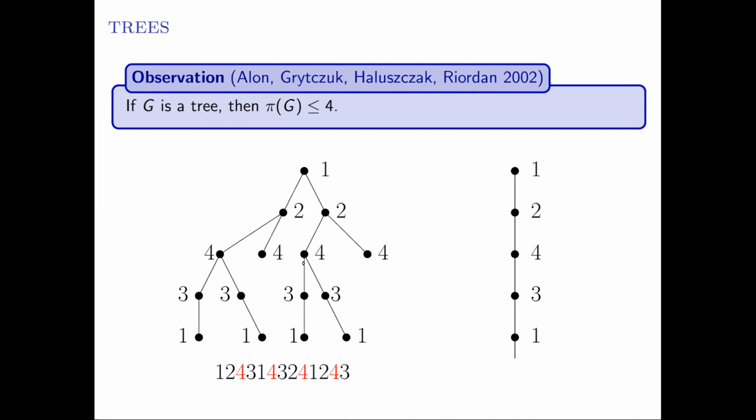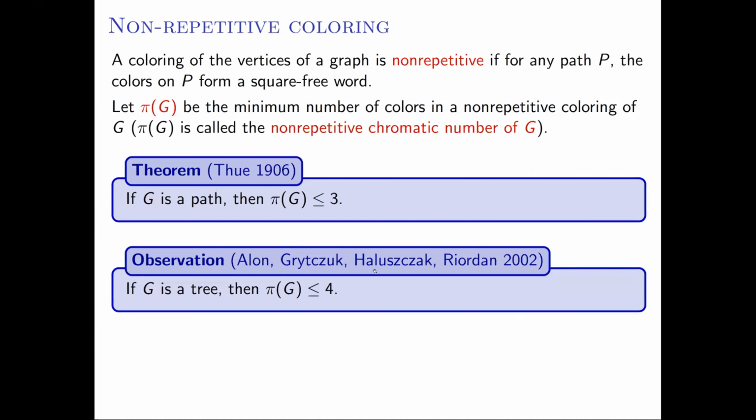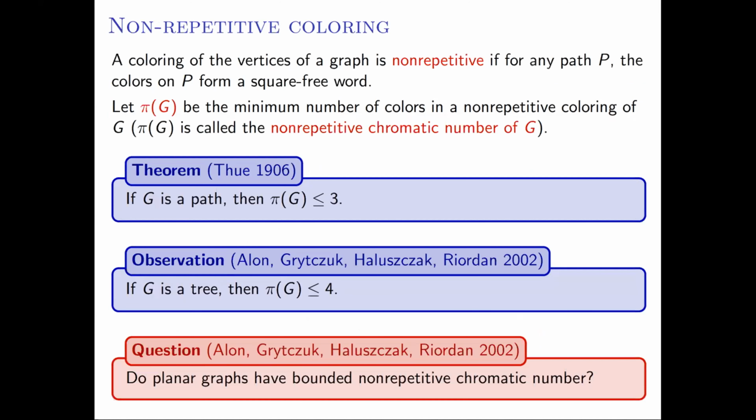Okay, so trees, you can color them with 4 colors, and the very natural question is, once you know how to do things with paths and trees, what about planar graphs? Planar graphs, we know that they have a chromatic number at most 4. What about the non-repetitive chromatic number? It was conjectured that, or it was asked whether, so Alon, Grytczuk, Hałuszczak, and Riordan asked whether planar graphs have bounded non-repetitive chromatic number. And we are going to use the product structure theorem to prove that this is indeed the case. Okay. Any questions so far?